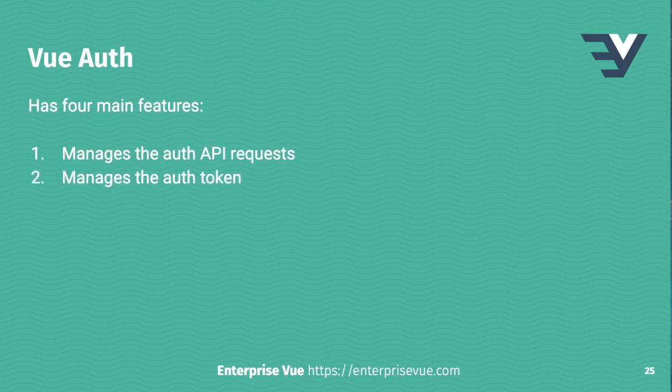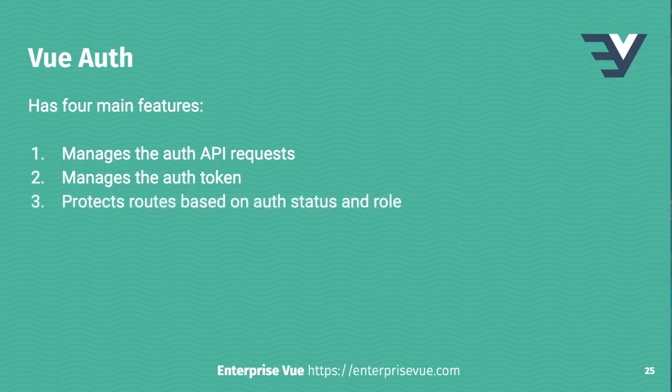Secondly, Vue Auth will manage the JSON Web Token, storing it when the user logs in or registers, and deleting it when they log out. Thirdly, it allows us to set up user roles and protect routes based on those roles. So we can make it so that any of the routes we have set up can only be accessed by a certain user type. For example, we might stop users from accessing the admin pages unless they're logged in as admin.